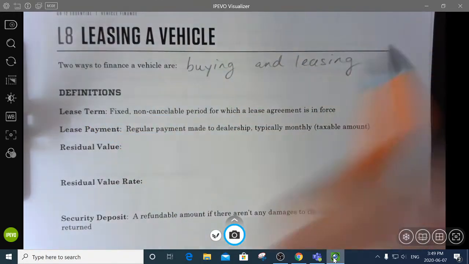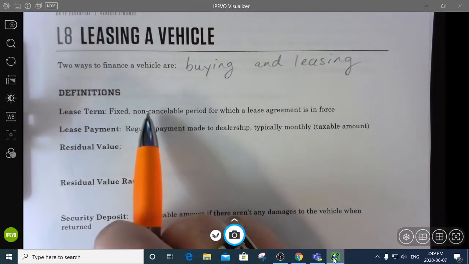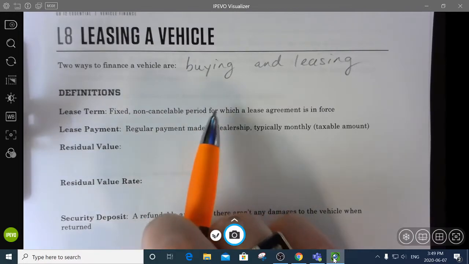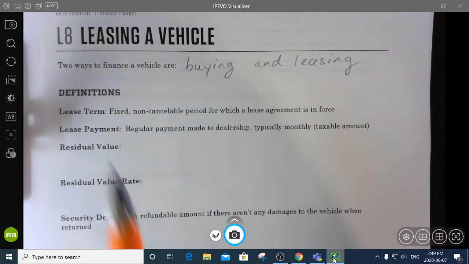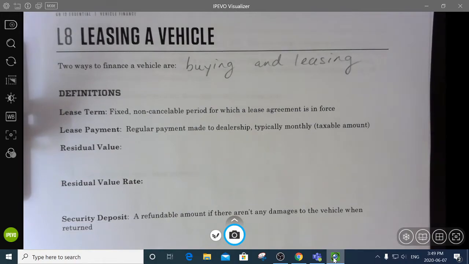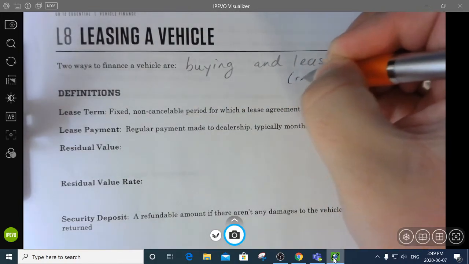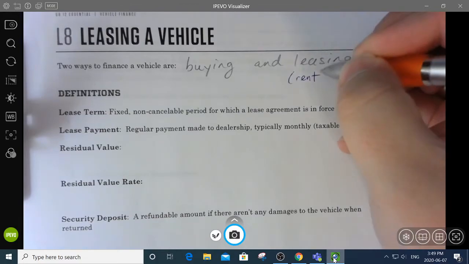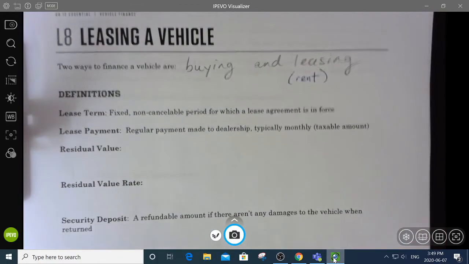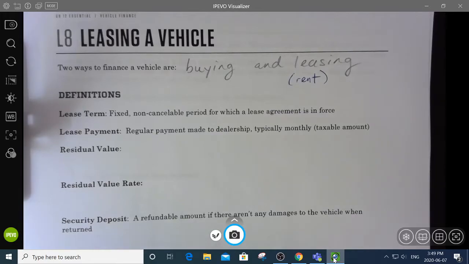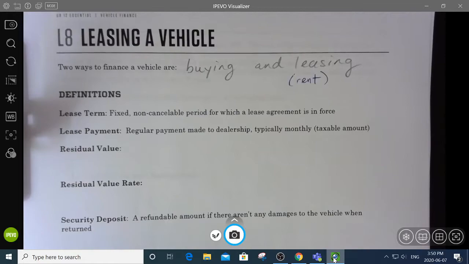First of all, the lease term is the fixed, that means it doesn't change, non-cancelable period for which a lease agreement is in force. If you are going to lease, which means basically rent, for those of you who aren't sure, maybe the word leasing is a new word to you, you sign a contract that agrees to a period of time that you will pay and make lease payments, and usually there is no way out of that. That is non-cancelable. You can't just go back and say, I don't want this vehicle anymore, without paying a huge penalty.